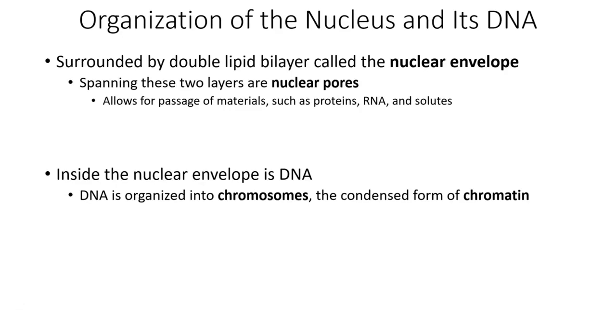So the nucleus is surrounded by a double lipid bilayer called the nuclear envelope, or envelope, depending on how you want to say that. Between these two layers are nuclear pores. These are openings in that lipid bilayer that are going to allow movement of different materials in and out of the nucleus. There's not a lot of things that are going to go in and out of the nucleus, but proteins, RNA, and certain solutes, certain ions, are going to need to go in and out of the nucleus.